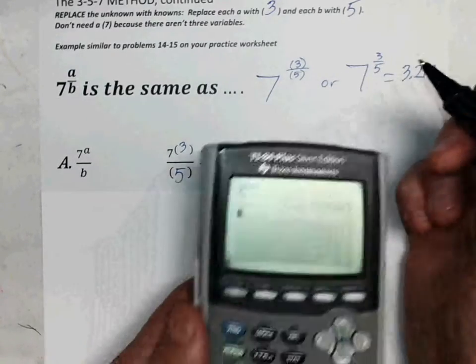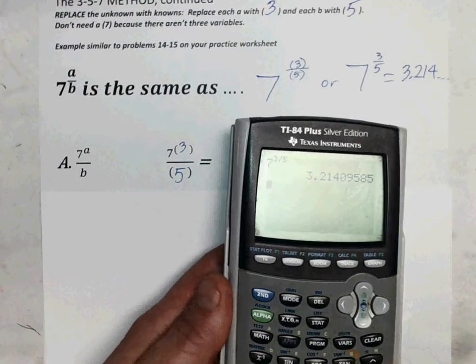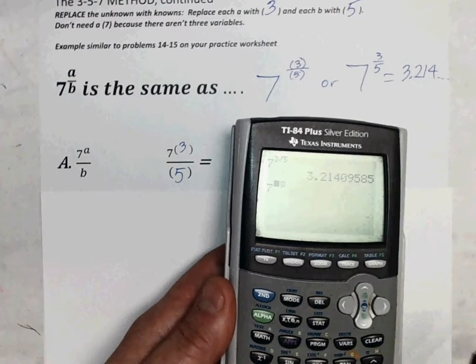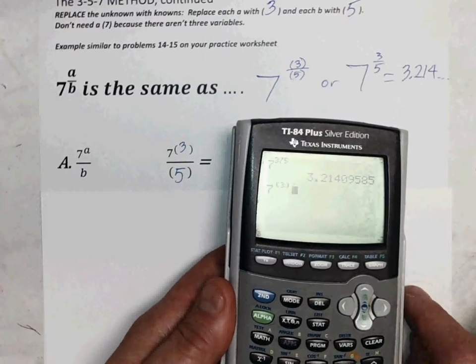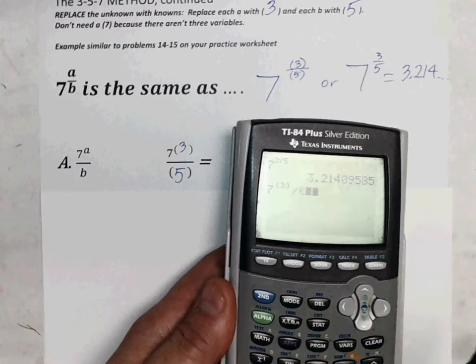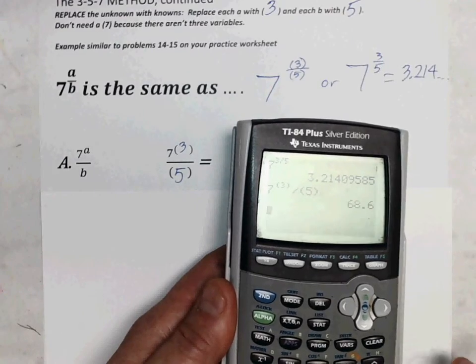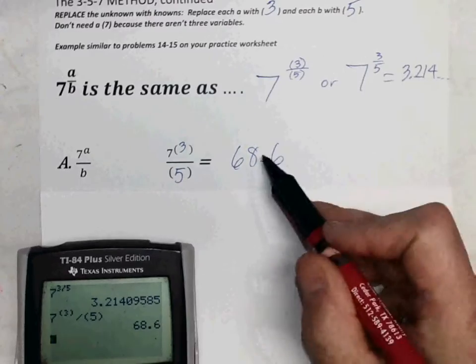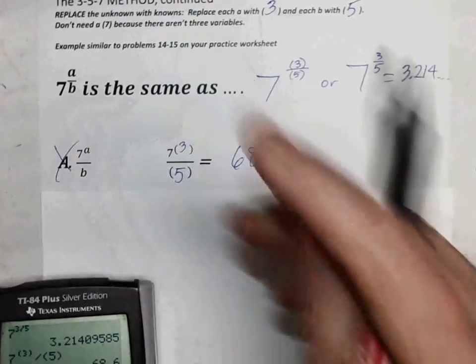So here I go. I'm going to do 7 raised to the 3rd power, tab out of it, divided by my 5. What is that? 68.6. Matchy matchy? Don't think so.